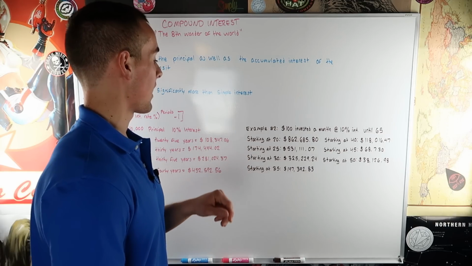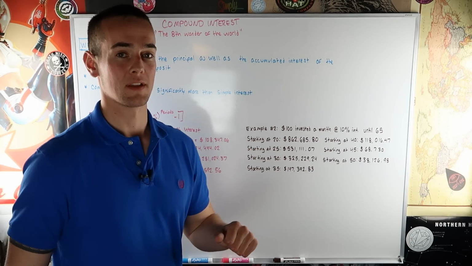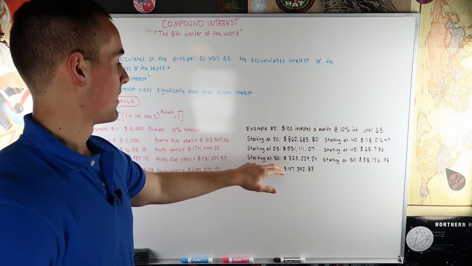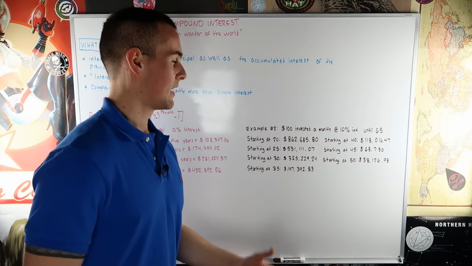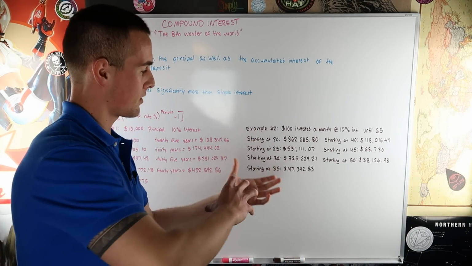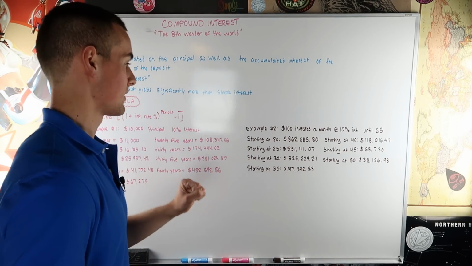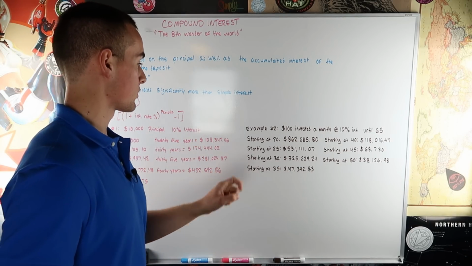If you start at 25, so if you wait 5 years to do this, okay, you're gonna have just over $500,000. So right there, the difference of waiting 5 years is a difference of over $300,000. Over $300,000 you miss out on by waiting 5 years. That's pretty crazy, guys. Now we look at starting at 30 years old.